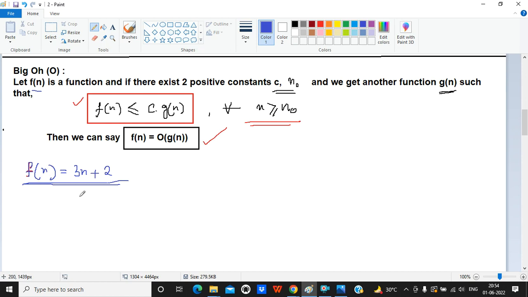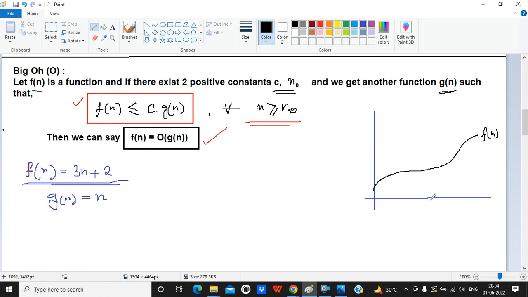Now by inspection, we are considering that g(n) is equal to n. You always consider, because here f(n) is less than or equal to c into g(n). If you remember the big O graph, it is in a waveform. Maybe this is your f(n).